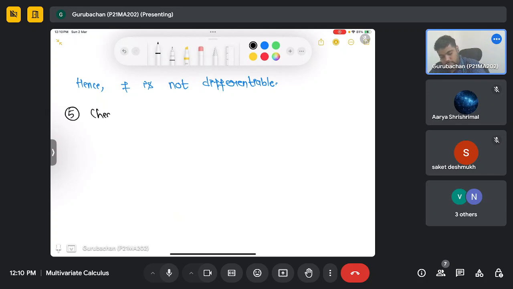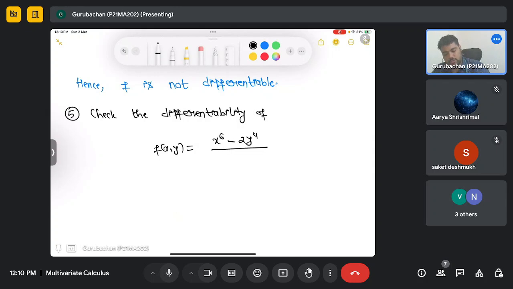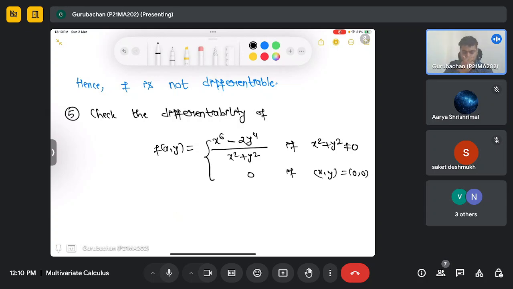Now, check the differentiability of f of x, y equal to minus 2y to the power 4 over x square plus y square if x square plus y square is non-zero, and 0 at 0, 0, because the sum of the squares can be zero if and only if both of them are zero. So we have to check the differentiability of this particular function.